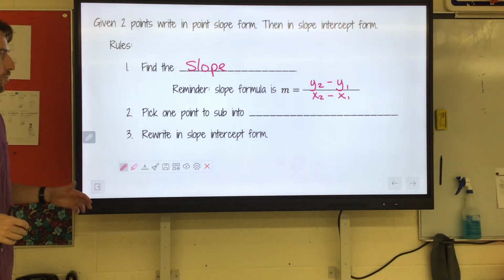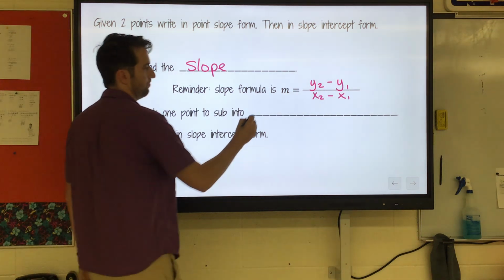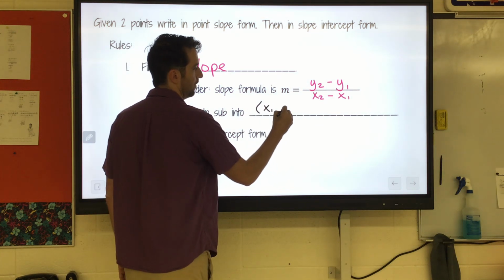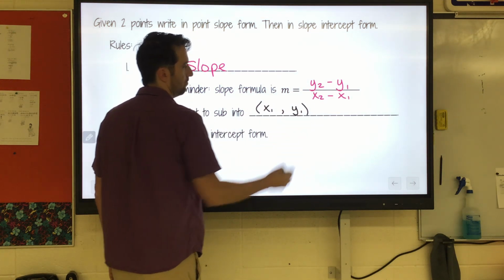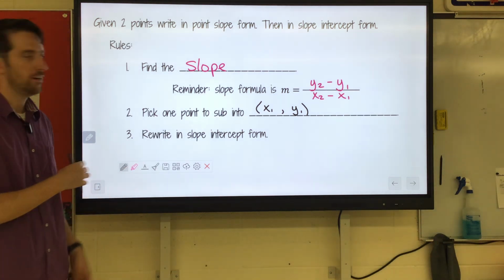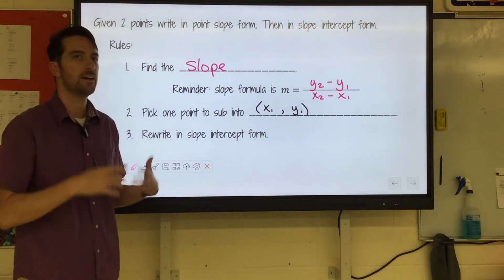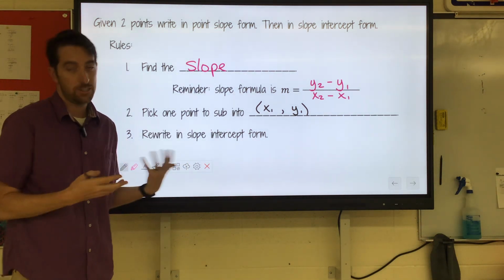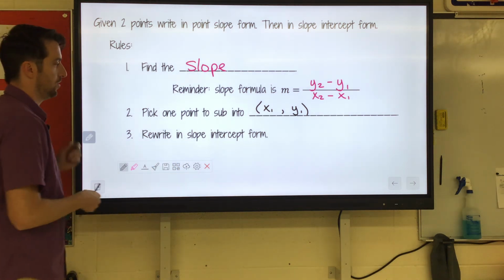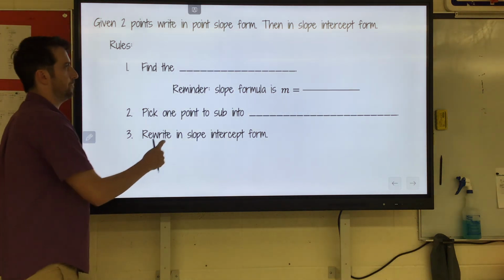We'll pick one point to sub into the x1, y1, and then we'll have it in point slope form. Now you can use either coordinate when you're doing that. I'll show you both ways actually work out to the same slope-intercept form. It's kind of cute like that.